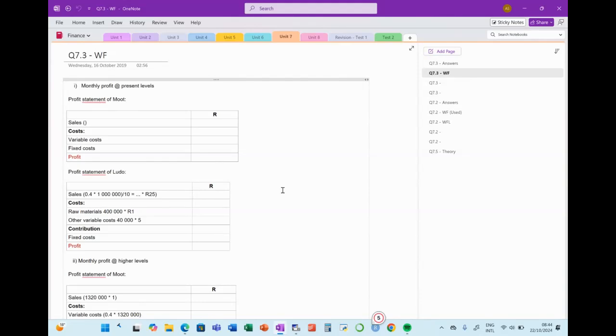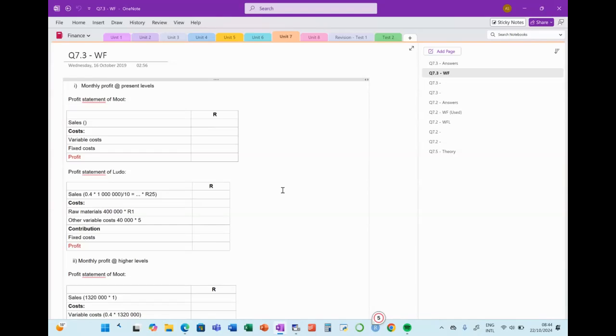Then finally, or next, should I say, comment on the use of market price as the transfer price. Okay? And then lastly, recommend an appropriate transfer price. So let's see what's happening in this question.